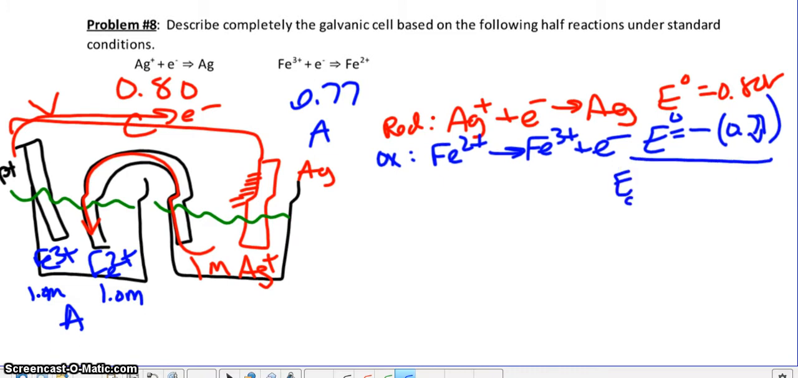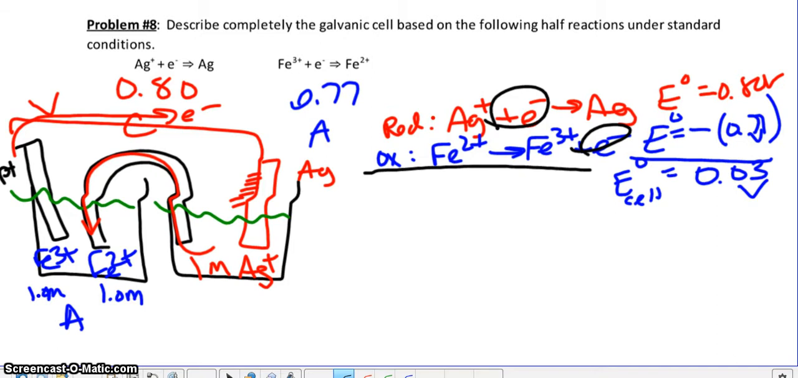And so your E for the cell ends up being a measly 0.03 volts. That's not very positive, is it? What about my balanced equation? Do I have to do anything funky with that? No, because I still have 1 electron and 1 electron. I don't need to do anything funky. Oh, I didn't need to do that. I meant to do Fe, not there. Okay, so Fe2 plus and Ag plus makes Ag and Fe3 plus.